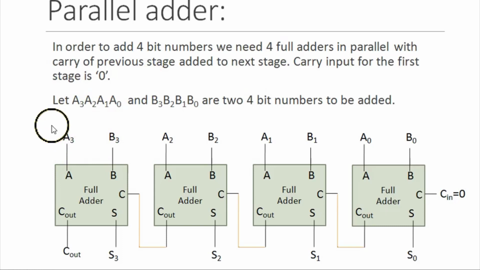For the two 4-bit numbers, the arrangement is shown in this circuit diagram, where Cin is equal to 0 at the first full adder stage and Cout of the first stage is applied to the carry input of the second stage. In this way, the 4-bit sum output is S3, S2, S1 and S0 and the final carry output is Cout.